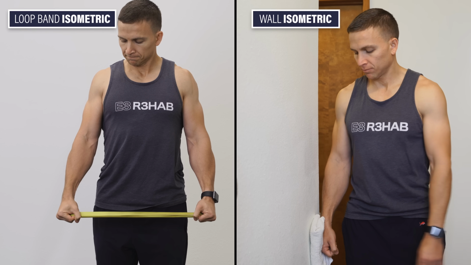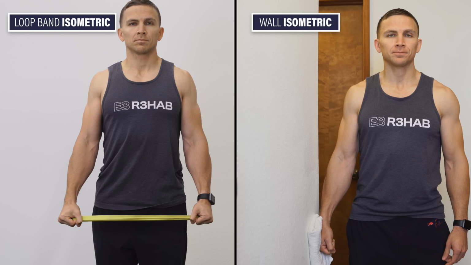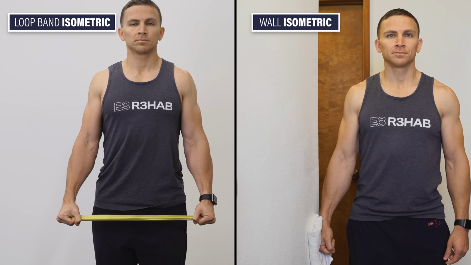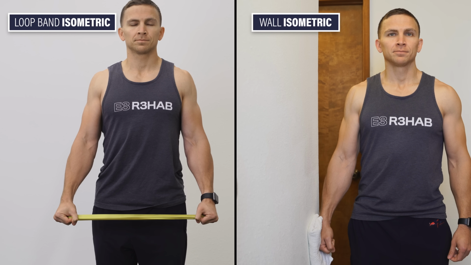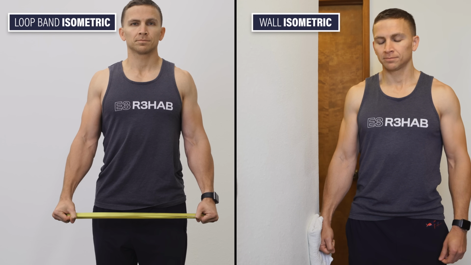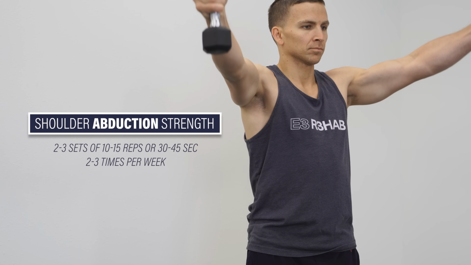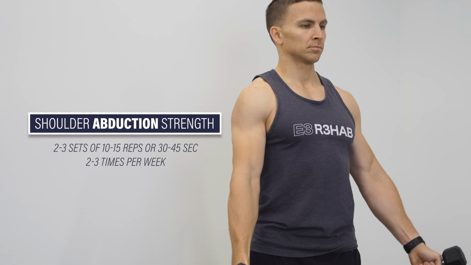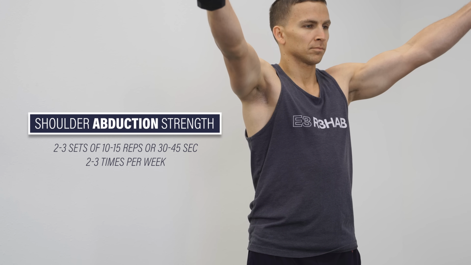Since shoulder abduction is often problematic in the early phase of rehab, an isometric variation can be performed by spreading a loop band or pushing into a wall. You can also shorten the range of motion of the previous options. Once again, exercises can be performed for 2 to 3 sets of 10 to 15 repetitions or 30 to 45 second holds 2 to 3 times per week.